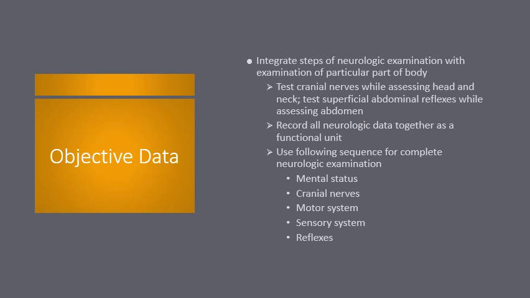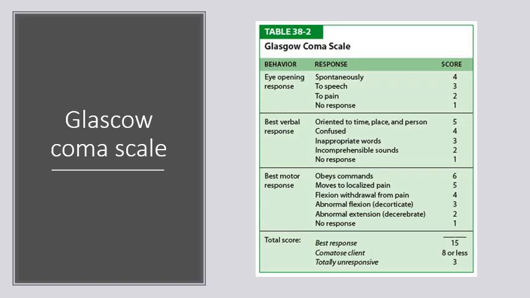So use the following sequence for a really complete neurological exam. First mental status, then cranial nerves, then motor system, sensory system, and then reflexes. So as you walk into the room, the first thing that you do is you look at your patient and you determine their overall alertness.